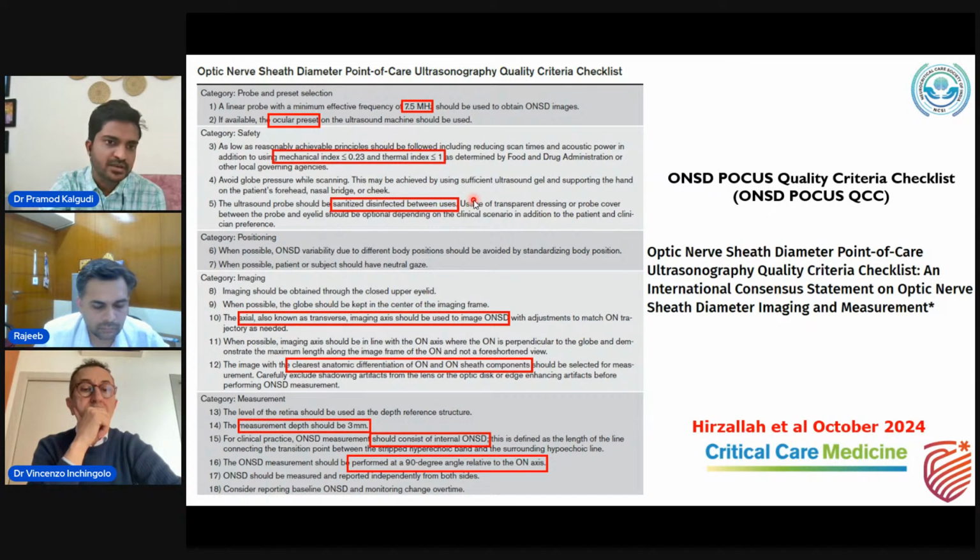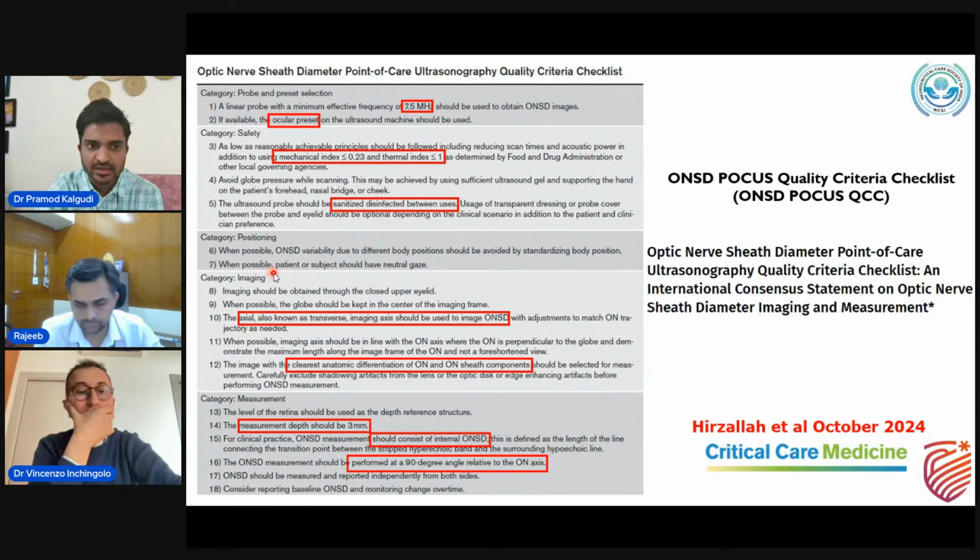Apart from that, do you have to sanitize your probe? Yes, you have to. Do you have to put a cover over it? No, it need not be. They say it's at the discretion of the clinician, but it is a must that you sanitize or disinfect your probes before using, and it's hard to keep the patient's case neutral in patients who are admitted in the ICU.